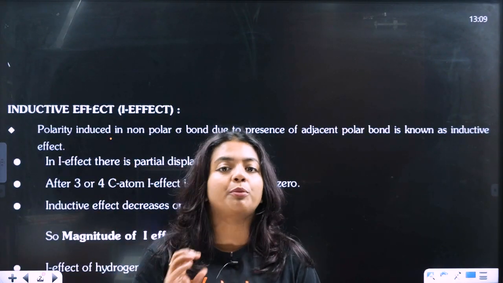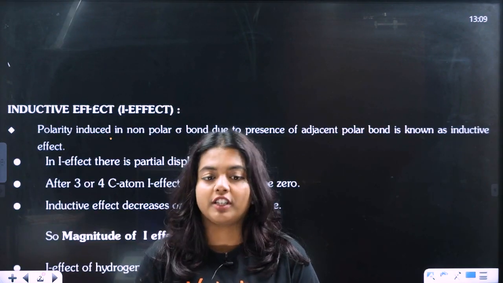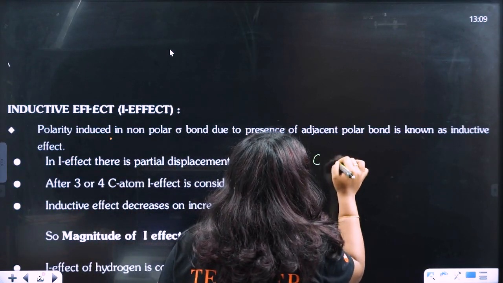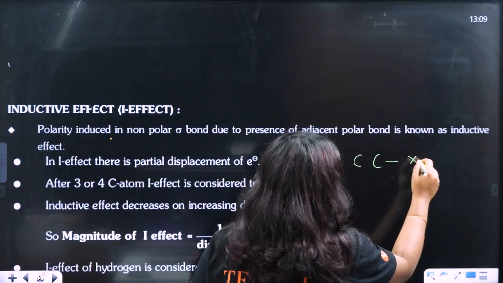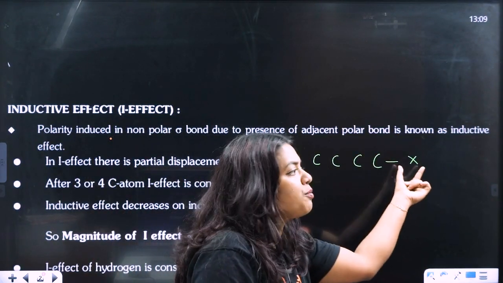So இன்னைக்கு நாம இந்த particular short videoல we are going to discuss all about the inductive effect. So inductive effect சொல்றது ஒண்ணும் இல்ல பசங்களா, ஈஸியா சொல்லி கொடுக்கிறேன். So you have the carbon and an X, a compound X is there. So whenever, listen carefully, this X is more electronegative.